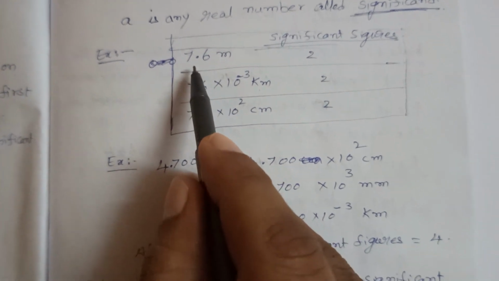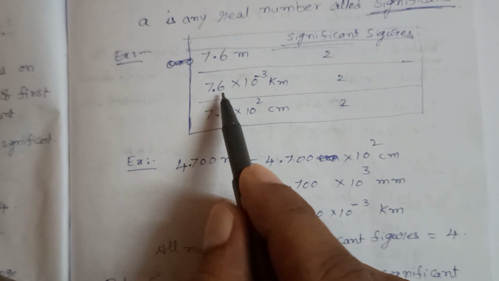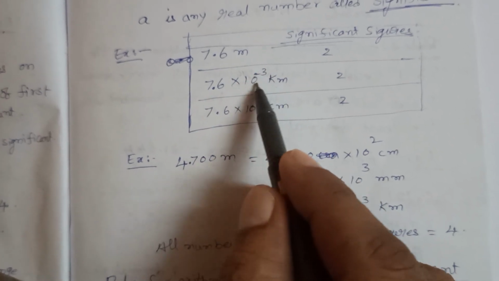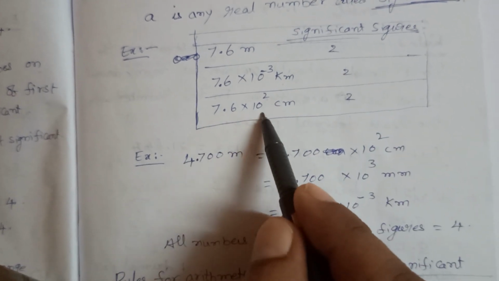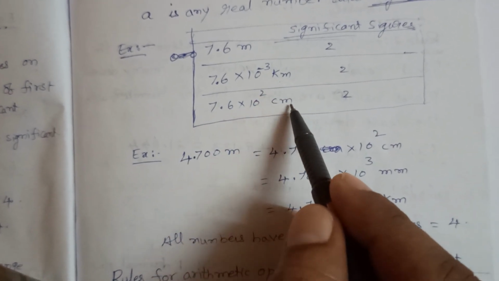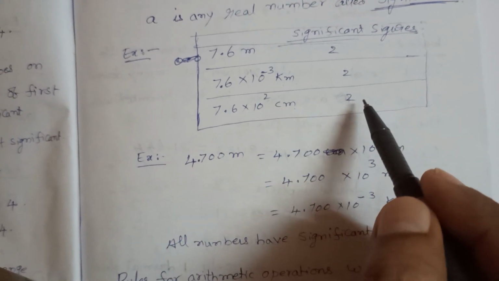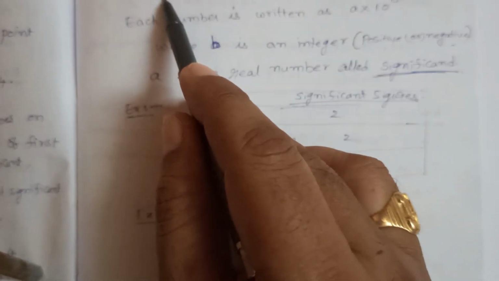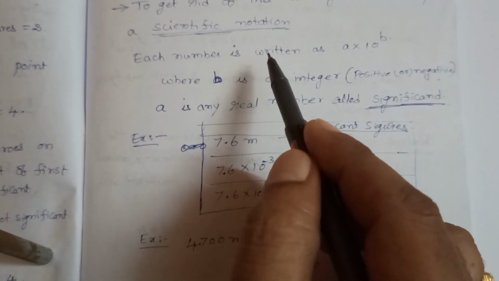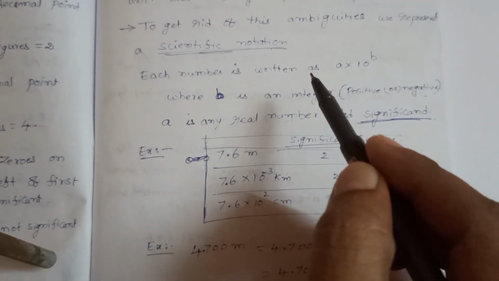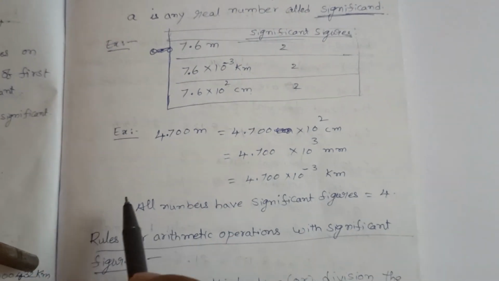So here the significant figures while converting 7.6 meters to 7.6 into 10 power minus 3, no need to take this number. So significant figures once again 2. 7.6 into 10 power plus 2, positive number, centimeters, no need to take this 10 power. So significant figures 2. This is how by using this scientific method we get rid of this ambiguity while counting the significant figures when we are changing units.